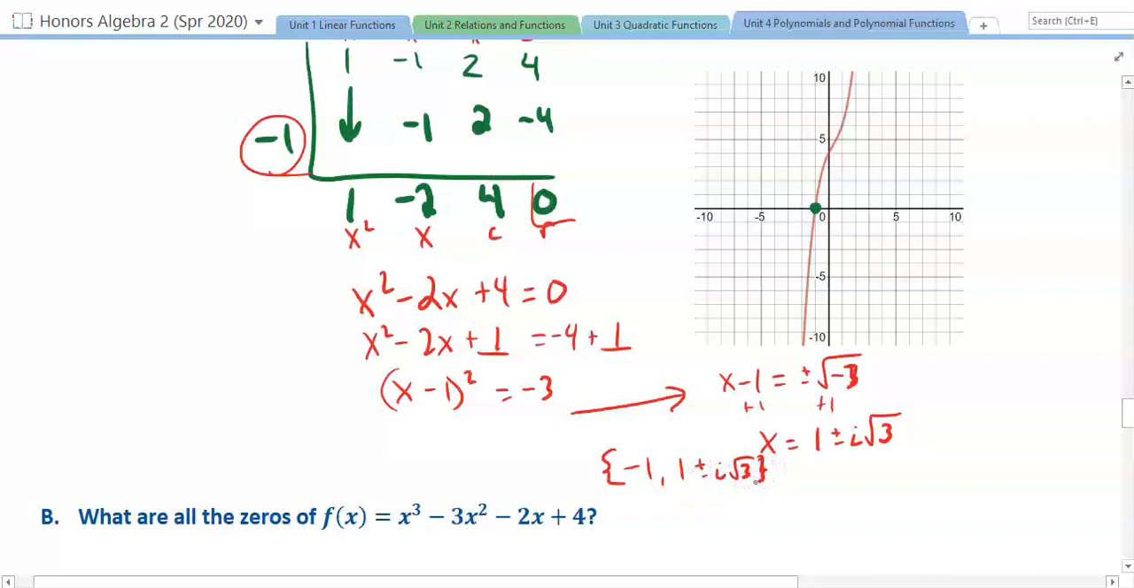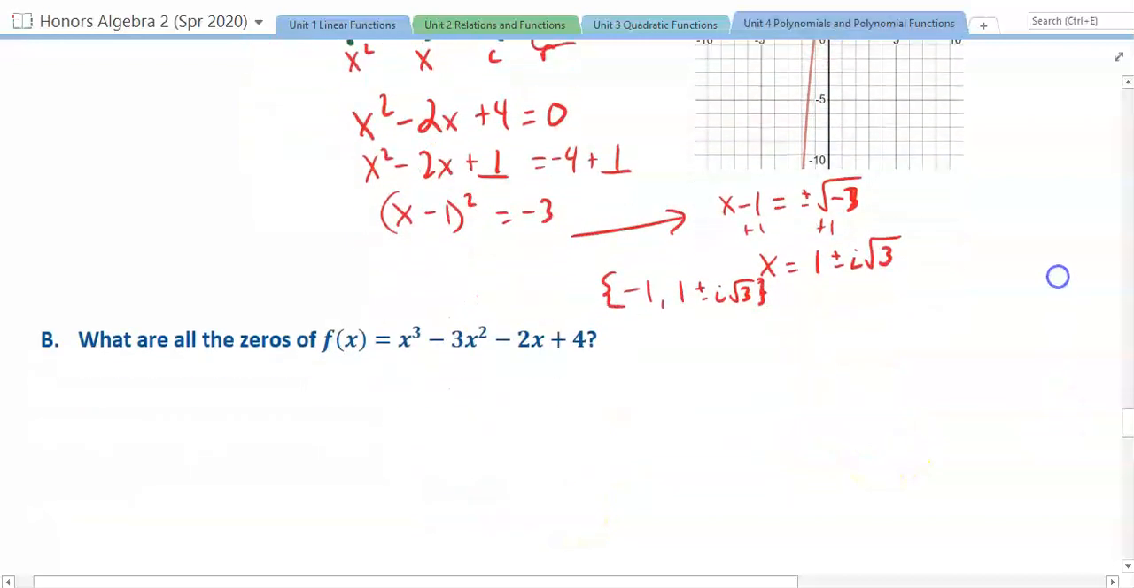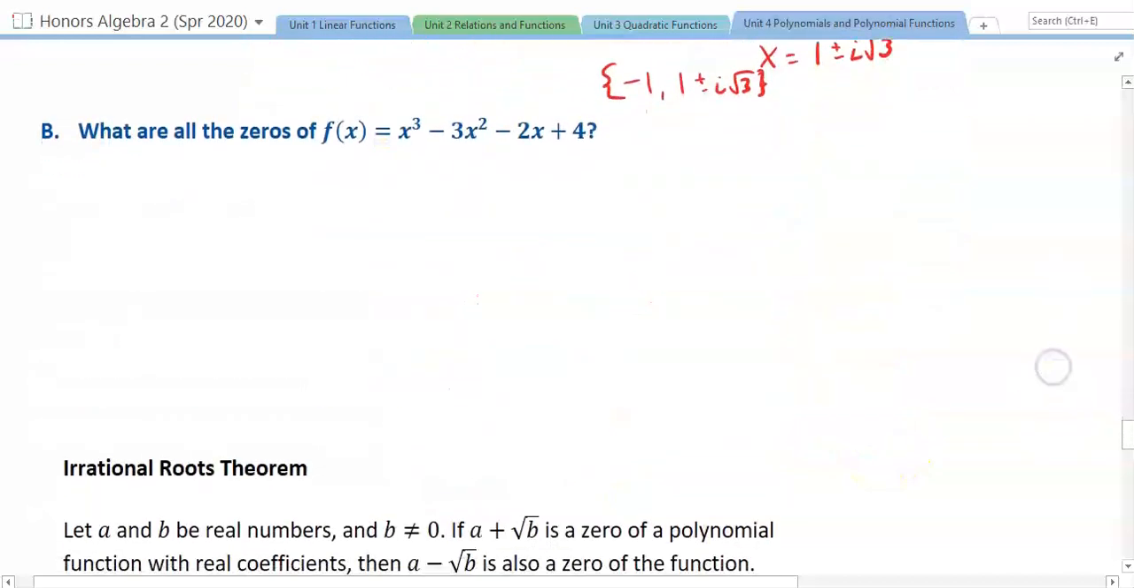Okay? And so that's it. Again, if we can get all real zeros, we'll get all real zeros. If some of them come out imaginary or irrational, we'll deal with those as they come. So let's look at example B here. We're going to do the same thing. We're going to do synthetic division.